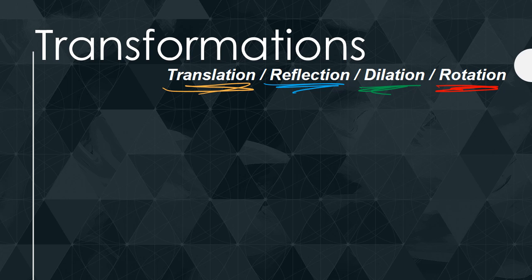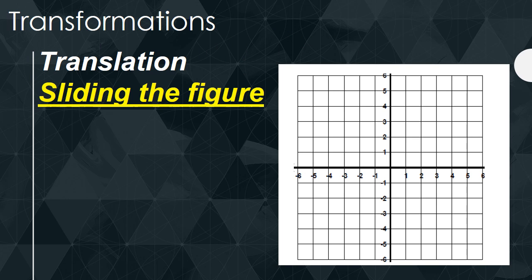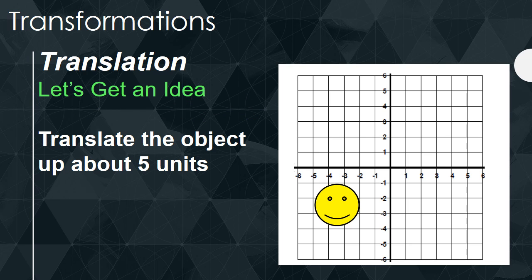Our first one we're going to talk about is translation. In translation, the fill in the blank is that we are sliding the figure. To get an idea about it, if we're going to translate this object up about 5 units, we're going in the up direction. If we started at the head and go up 5, we count 1, 2, 3, 4, 5. So if we did this translation properly, he's going up about 5 units.